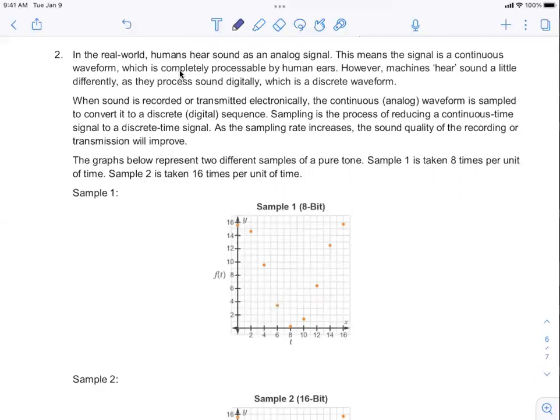As the sampling rate increases, the sound quality of the recording or transmission will improve. The graphs below represent 2 different samples of a pure tone. Sample 1 is taken 8 times per unit of time, and sample 2 is taken 16 times per unit of time.